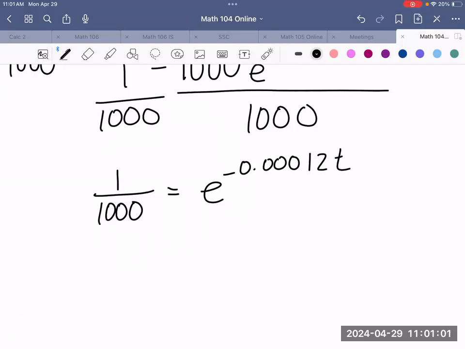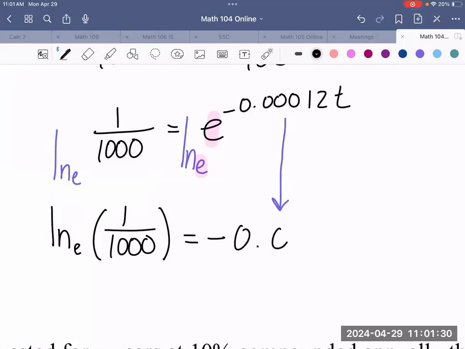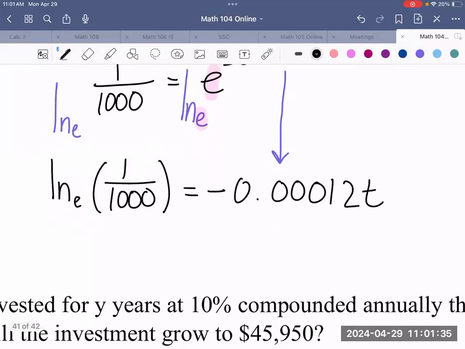Well, back in chapter 5.2, we said e is special. It has a reverse logarithm called a natural log. So we're going to be taking the natural log of both sides. That way, your e's cancel and your exponent drops. So you have ln, if you wanted to keep writing your e, that's all right, ln of 1 over 1,000 is equal to negative 0.00012t. Then we can go ahead and divide.